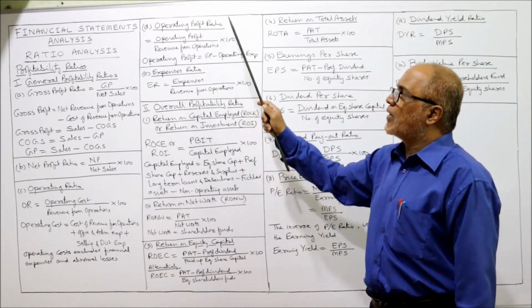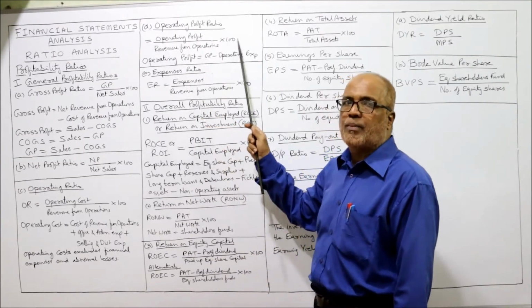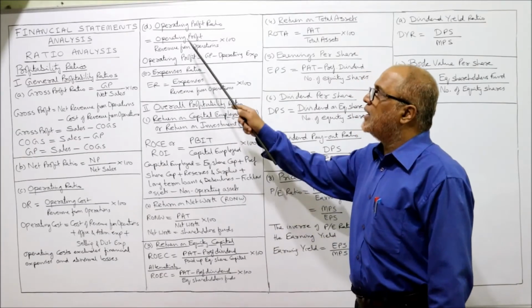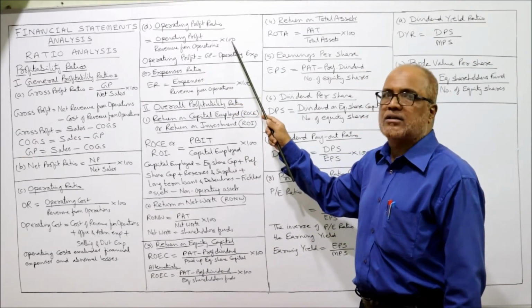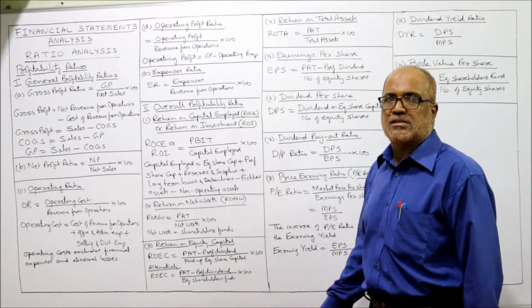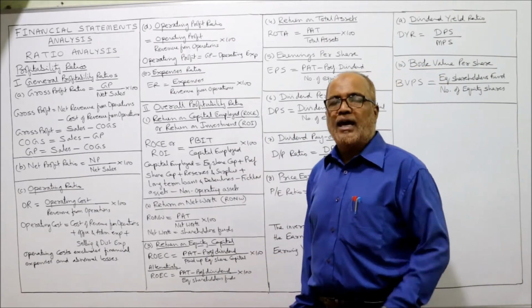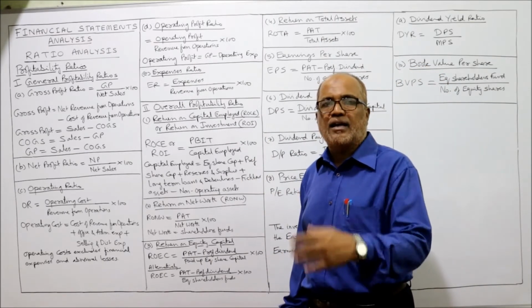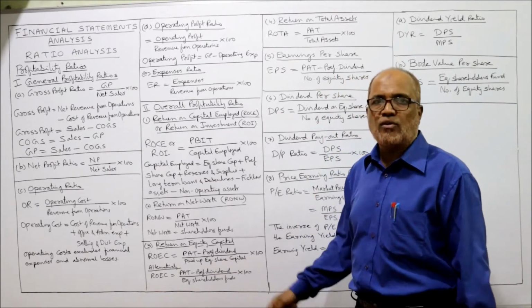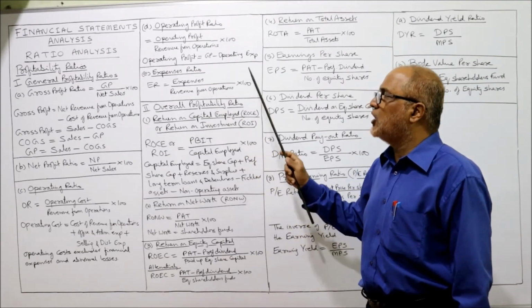Next comes operating profit ratio. The operating profit ratio is equal to operating profit by revenue from operation into 100. Revenue from operation means sales. So operating profit divided by sales into 100. Operating profit means gross profit minus operating expenses or operating cost. Then expenses ratio. Any expense like salary, rent, etc., we can calculate the ratio for. So the ratio will be expenses divided by revenue from operation into 100.